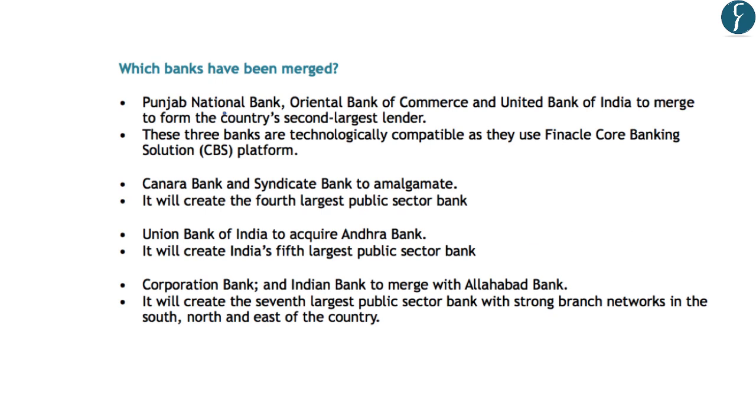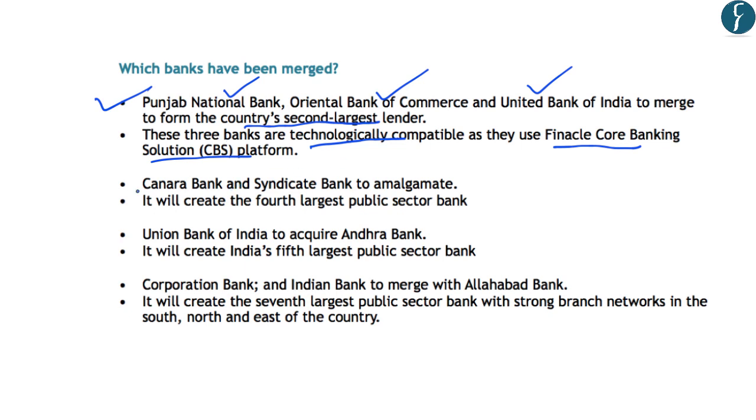After the merger of 10 public sector banks, which 4 entities will be created? The first bank entity will be created by the amalgamation of Punjab National Bank, Oriental Bank of Commerce and United Bank of India. After the merger, this newly created bank will be the country's second largest lender. Why have these 3 banks been merged? Because they are technologically compatible, as they are currently functioning on the same core banking solution platform, which is the Finacle core banking solution platform.